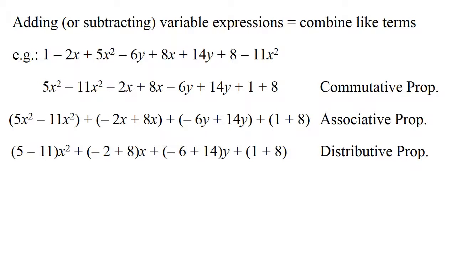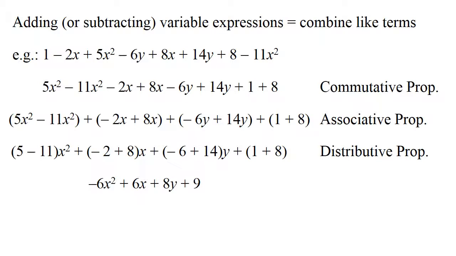And now I just figure out what 5 minus 11 is, negative 2 plus 8, negative 6 plus 14, and 1 plus 8. There is my expression. Now, I've shown here a lot more work than I would expect on this problem, but I wanted to give you a clear idea why we're allowed to do the things we're doing. Why is it when we combine the 5x squared and the negative 11x squared, that negative 6 is still x squared?